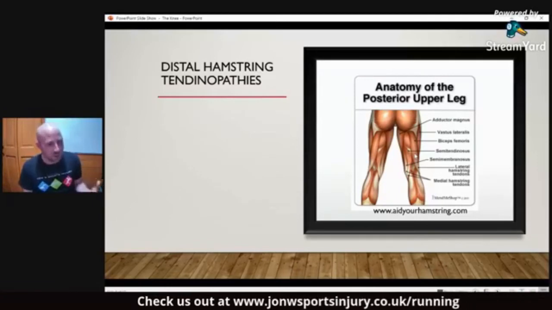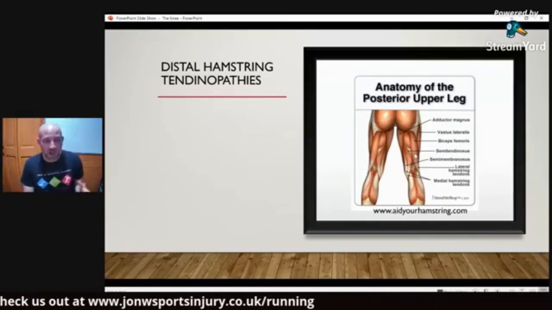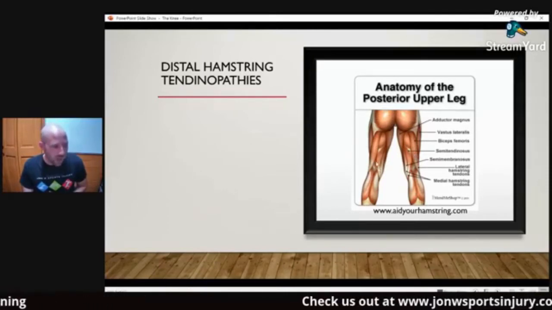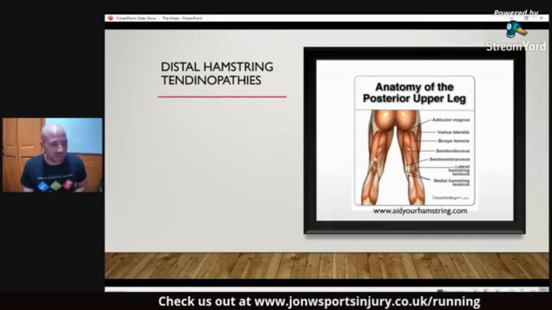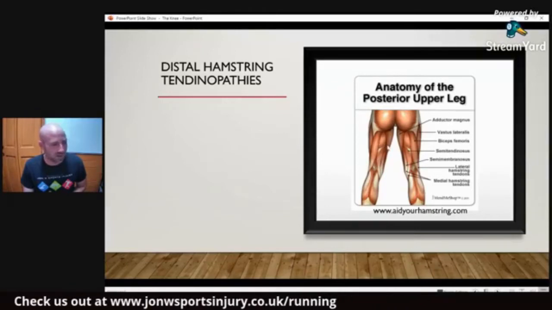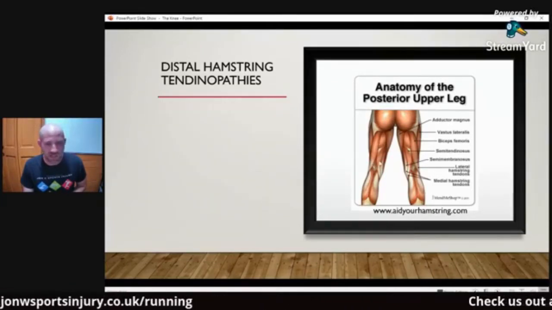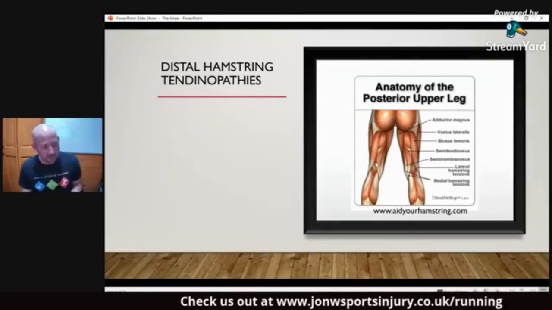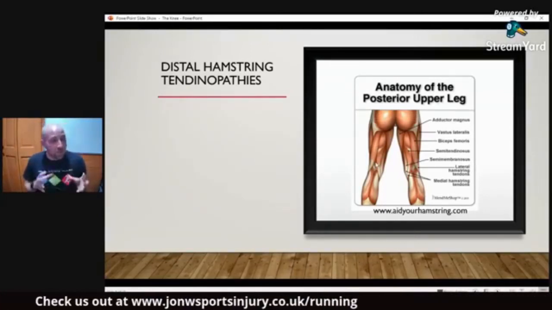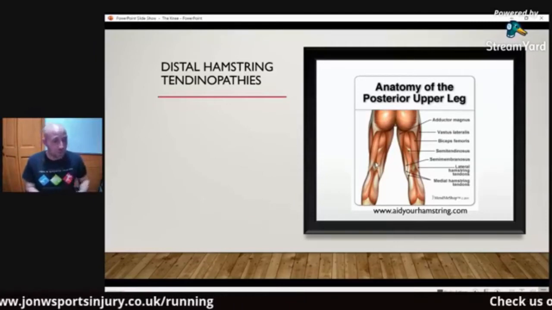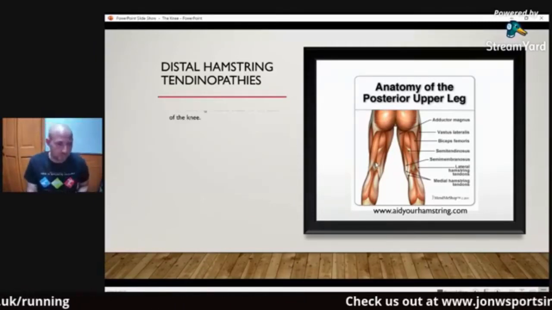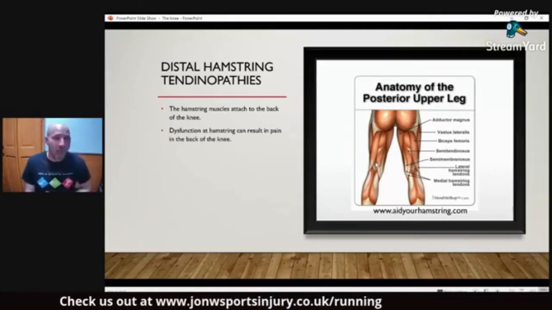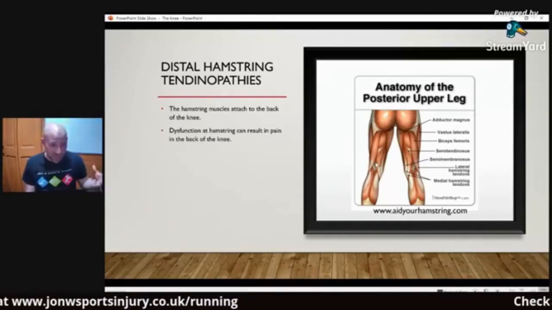We might be worried about certain structures of the knee, and a lot of the time it might be things that aren't actually related to the knee or part of the knee structure itself. So with our hamstrings, these are the muscles on the back of the leg. This big group of muscles, we have three of them, and they come down and form tendons on the back of the leg. One of the hamstring muscles actually wraps around to the front, which we'll talk about in a short while. But if we do have dysfunction in our hamstrings, we can get pain in the back of the knee. The hamstring muscles, as I've mentioned, attach to the back of the knee, and the dysfunction can result in pain in the back of the knee.